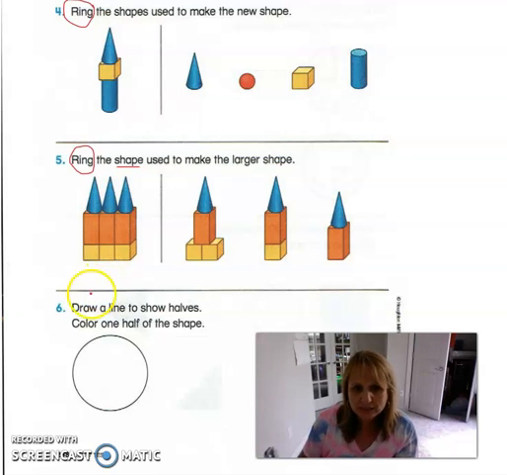Okay, number 6 says, draw a line to show halves. Color 1/2 of the shape. So we practiced this. We pretended it was a pizza and there were 2 people eating the pizza. How would you cut that pizza into 2 equal pieces? That would show halves. Then you need to color in one of the halves with either a crayon or a pencil. It doesn't matter which.